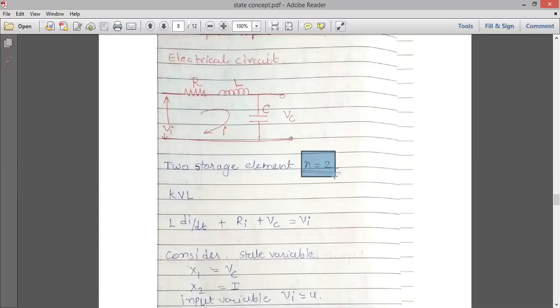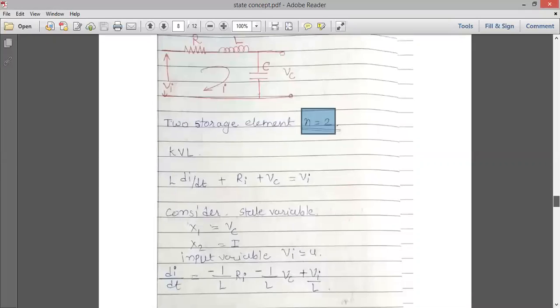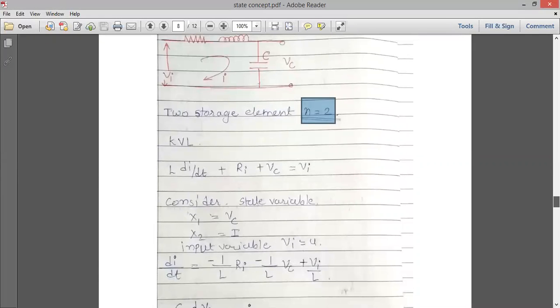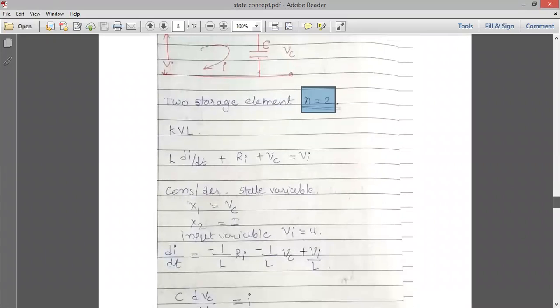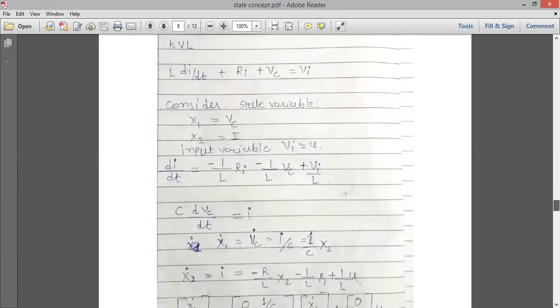Now, firstly, we have to get the differential equation. For the RLC circuit, using KVL, we get the equation L di/dt + Ri + Vc = Vi, the voltage across all elements. Now we consider the state variables x1 = Vc and x2 = i. The input variable is u = Vi.